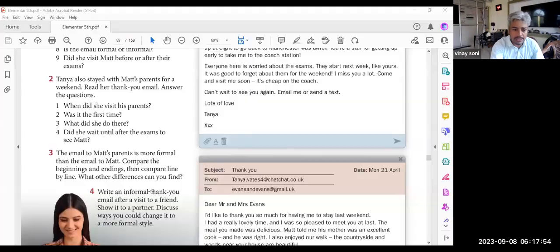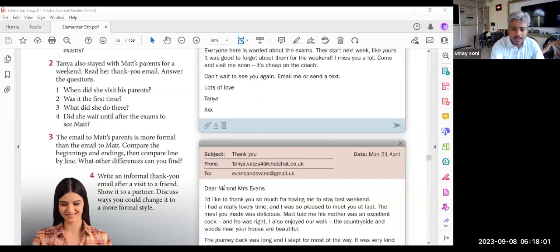Good morning. So, yesterday's homework was this writing. Actually, you were supposed to read two emails and answer the questions. One you had already done in the class here, and the other was your homework. So, first of all, we are going to check the answers to the questions in exercise 2 about the second email. And then we will compare the two emails in exercise 3.